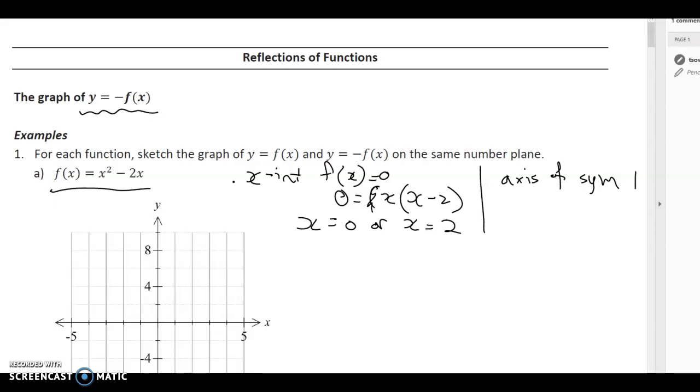And in fact, if I put it into the vertex form, I would get that the vertex is going to be at 1, minus 1. All right, and so if that's the case, then if we graph this, there's the vertex, and it's going to go through 0 and 2, so we get some sort of concave up parabola like that.